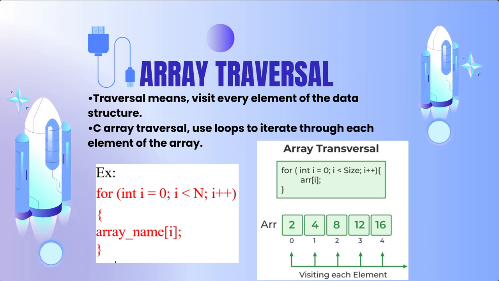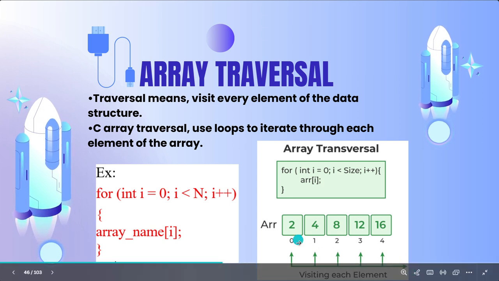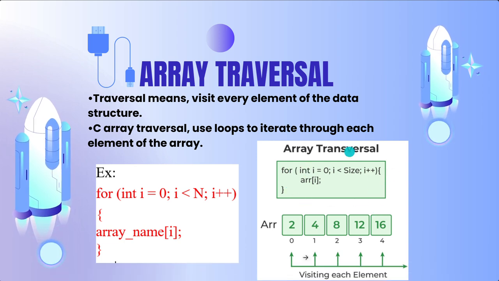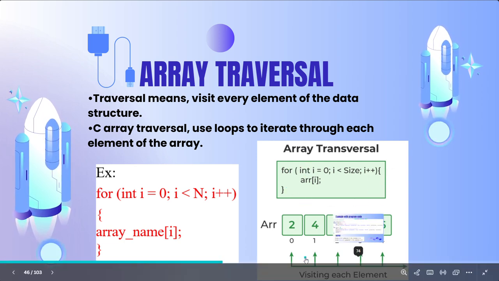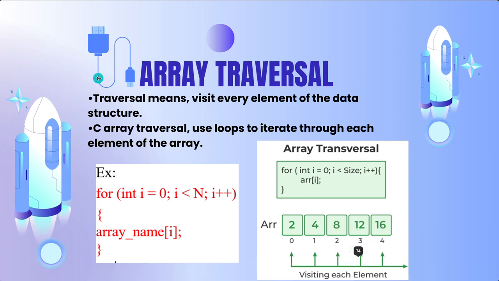See, array traversal uses loops to iterate through each element in an array. So array traversal means visiting elements. So first at 0th index, which will access 2, then at first index it is going to access 4, then at second index it is going to access 8, third index it is going to access 12, finally at fourth index it is going to access 16. So this is with the help of loop we are visiting each element of an array.